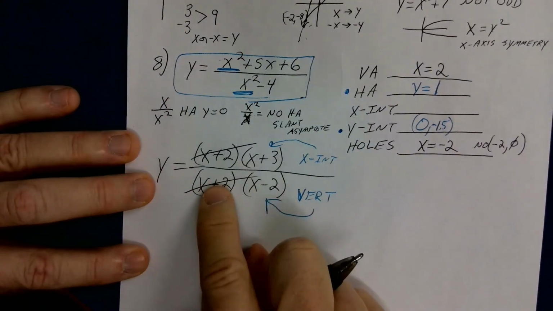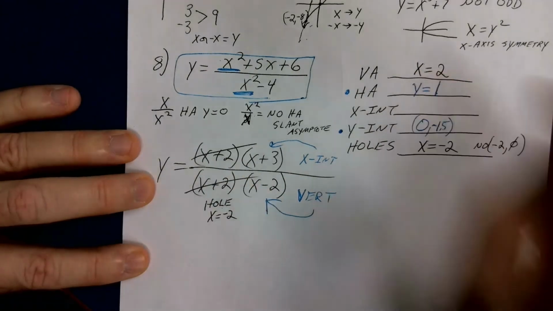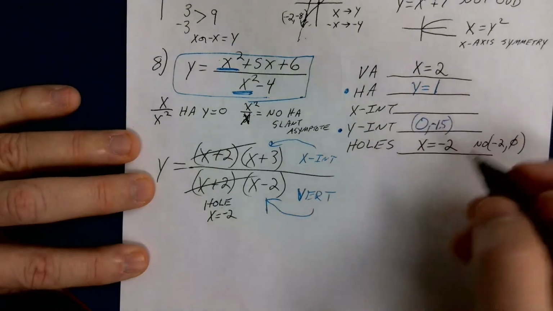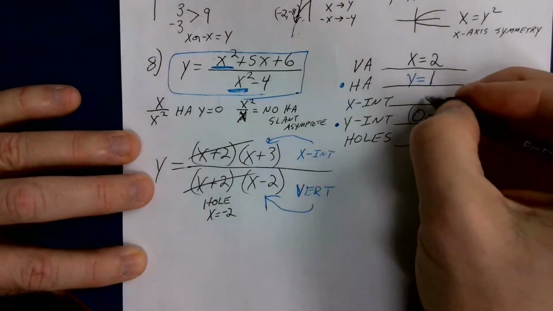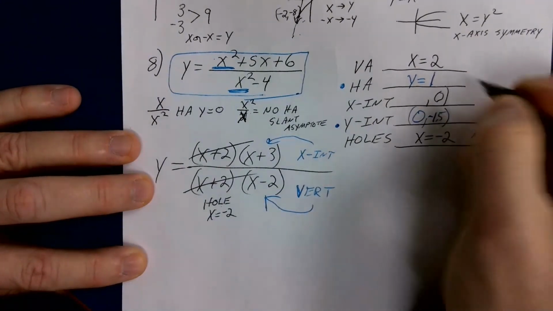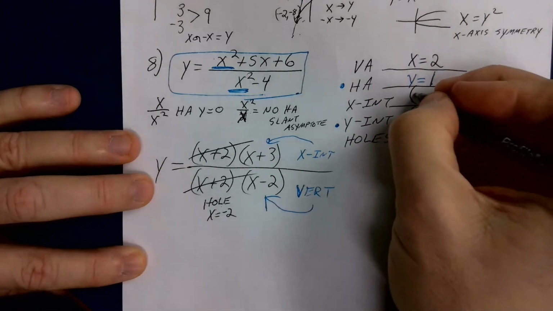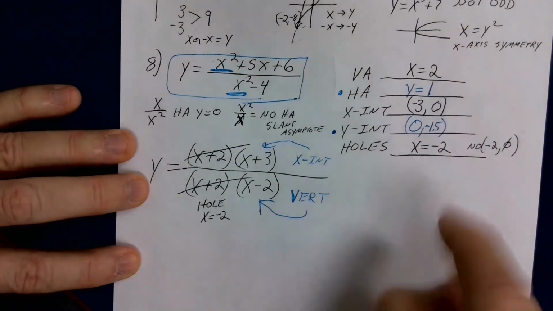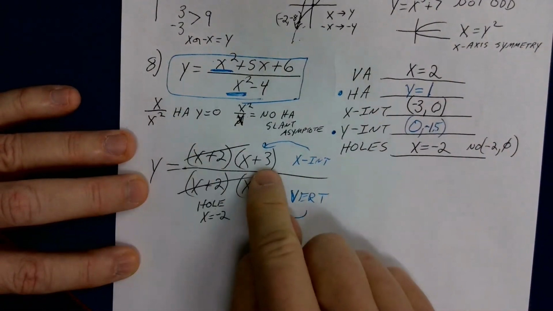0 times anything is 0. Division by 0 is undefined. That's why nothing exists at x equals 2. My x-intercept, however, is different. That's the value that makes this thing equal 0, right? It's what values for x give us a 0, and that would be negative 3. Okay? So hopefully that's good and you see where all those came from. Again, the only way I can get 0 out of this function is if I do this.